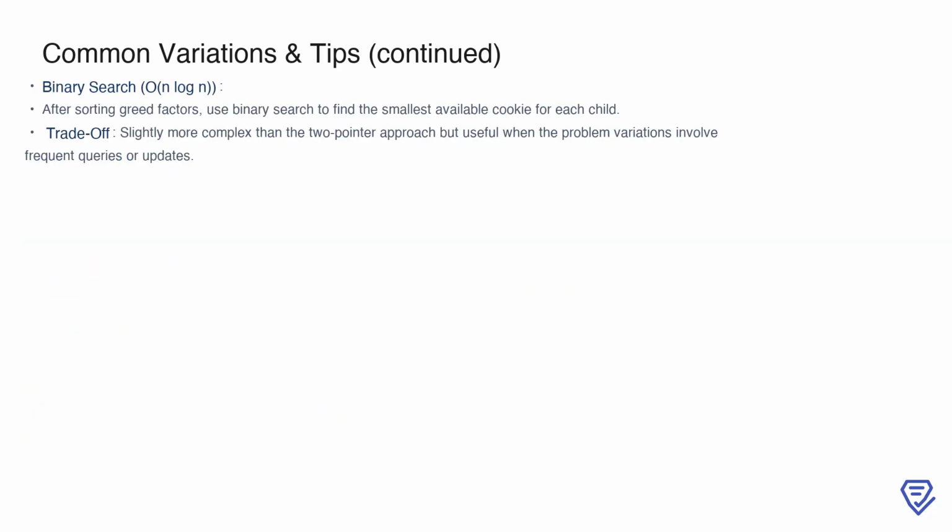Lastly, let's discuss the binary search approach, which offers another way to solve this problem with a time complexity of O(n log n). After sorting the greed factors, you can use binary search to find the smallest available cookie that satisfies each child. This method can be particularly useful when the problem involves frequent queries or updates, as it allows for faster lookups. However, it is slightly more complex than the two-pointer approach and may not always be necessary for simpler variations of the problem. The trade-off here is between implementation simplicity and the flexibility to handle dynamic scenarios. By understanding these different approaches, you can choose the most appropriate one based on the problem's constraints and requirements.